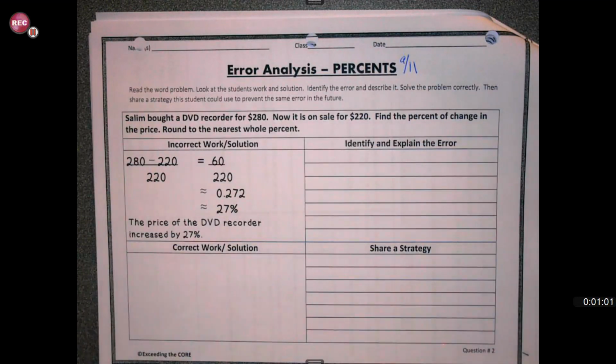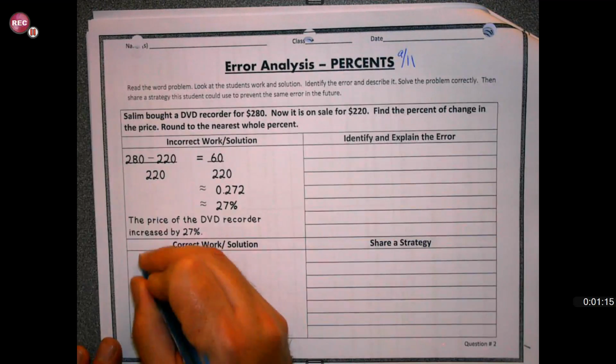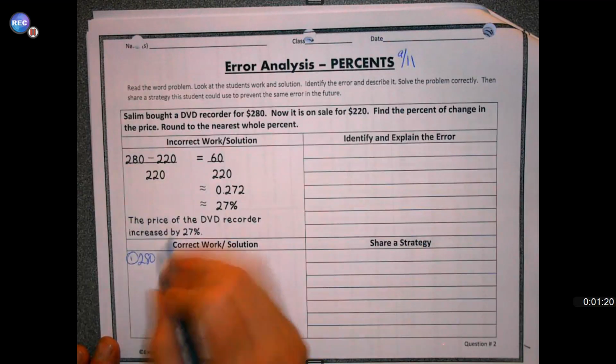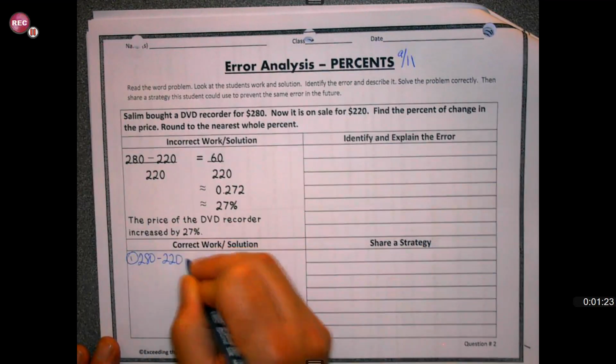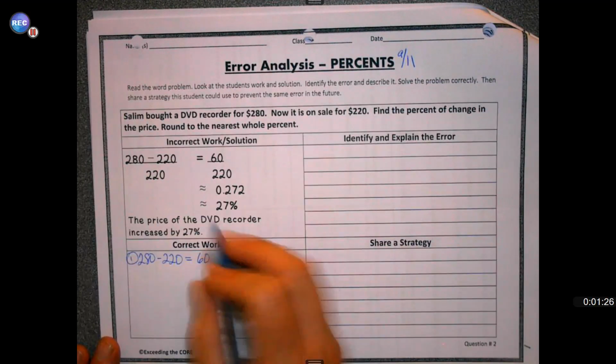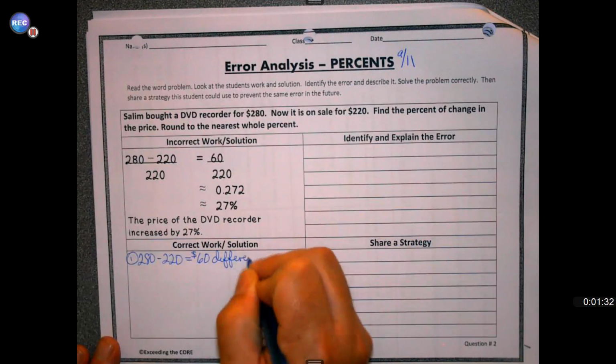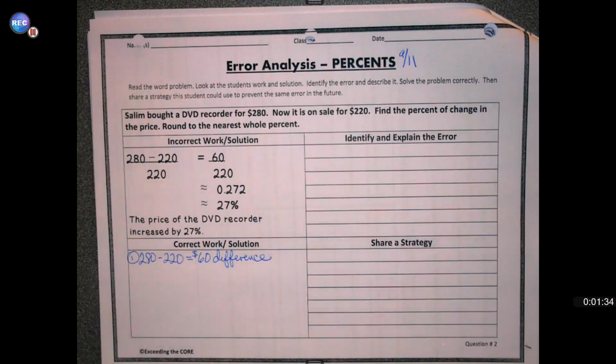So Salim bought a DVD recorder for $280. It's now on sale for $220. Find the percent of change in the price. Round to the nearest whole percent. Okay. So we bought this thing for $280, and I agree with Salim up there. I'm kind of peeking as I go. So there's a $60 difference in the price that's gone as we're doing this. Now, that's not what's being asked for. It wants the percent of change.